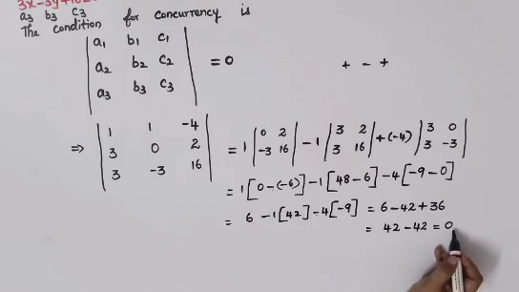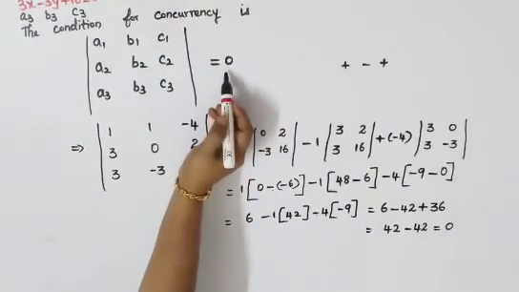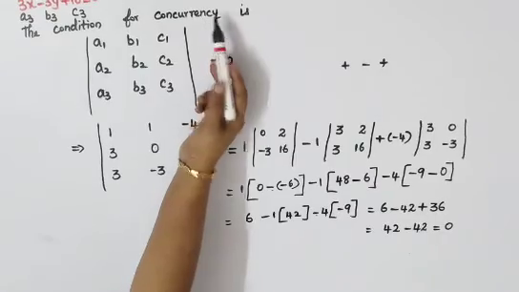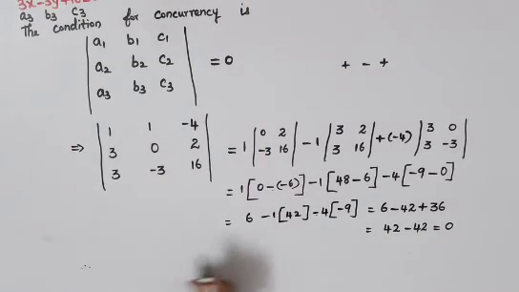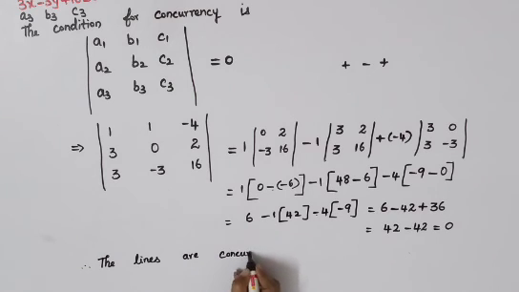Since we have landed up with 0, we can declare that the given lines are concurrent. So this is the answer for your third question.